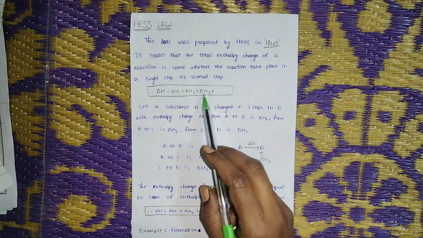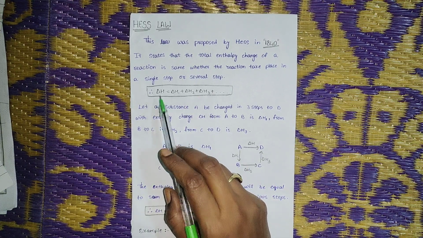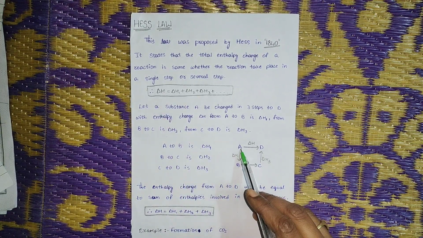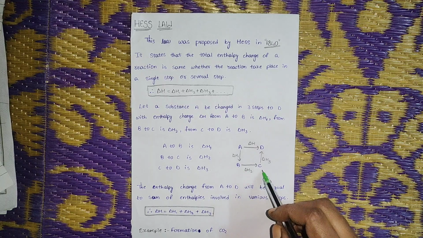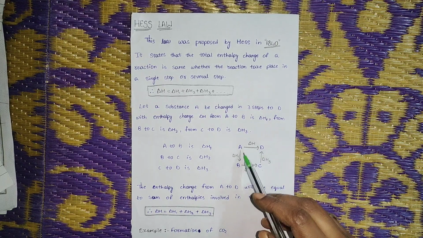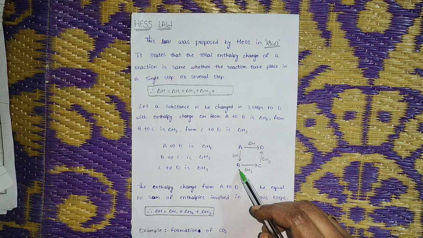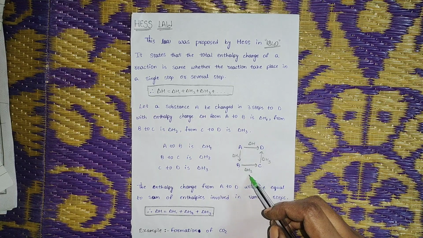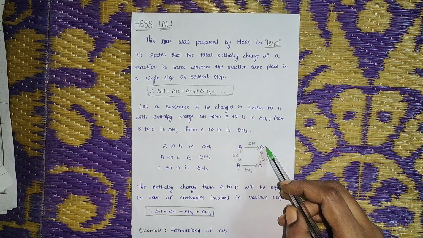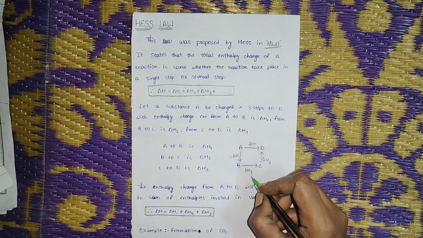Simple, beta. Several steps are equal to the single step. Direct A is converting like B, B after that C, C after that D. A conversion into B will take, for example, 2 kilocalories energy. B is converted into C, it may take 2 kilocalories energy. C is converting to D, it will take 2 kilocalories energy. Like this, 2, 2, 2.